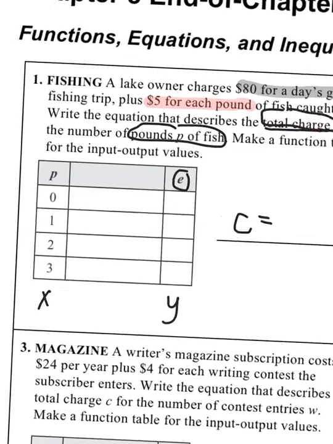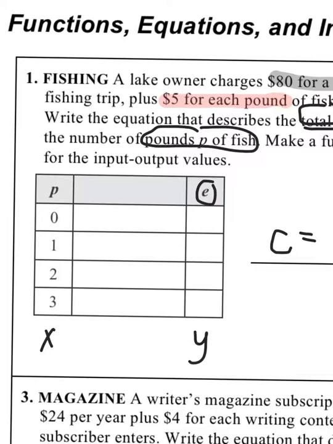So let me zoom in on this a little bit. For my rule here, no matter what, you have to pay that $80. But it also depends on how many pounds of fish you catch. So it's going to be 80 plus $5 per pound, so it's going to be 5 times P. Now, when I create my function table, if I catch 0 pounds of fish, it's going to be 80 plus 5 times 0. And 5 times 0 is 0, so you're just going to be paying the $80.